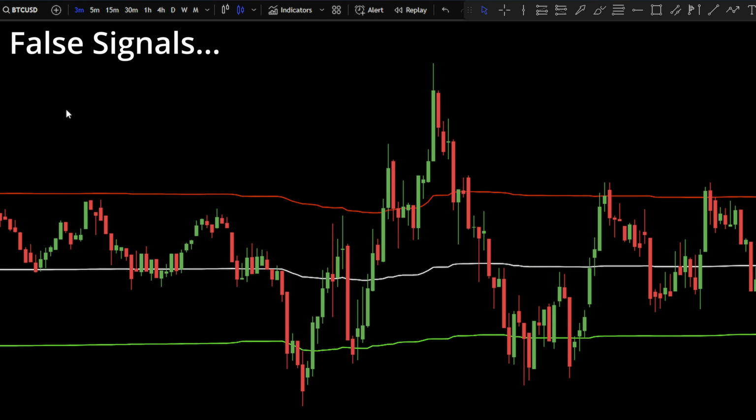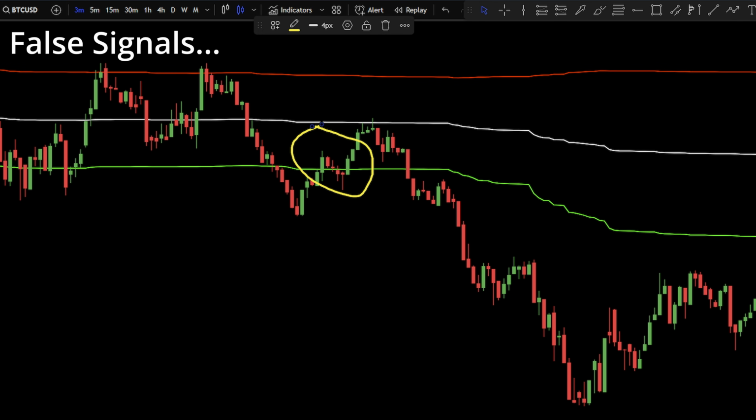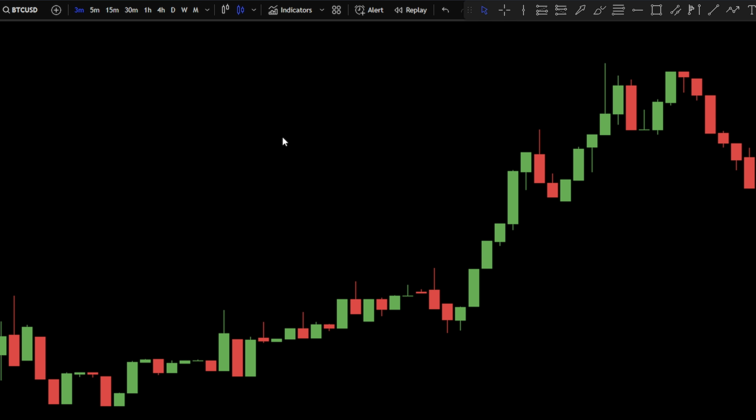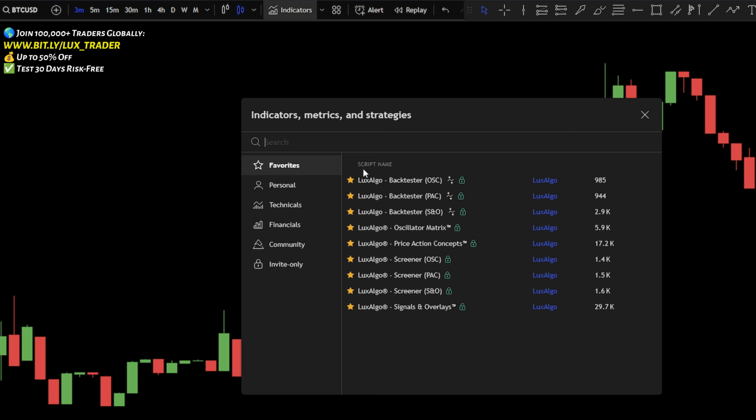That's why we'll use it as a second confirmation tool in our strategy. Next, let's add the main indicator needed to make this strategy more reliable. To add the main indicator to your chart, click on Indicators and search for Signals and Overlays by Lux Algo.